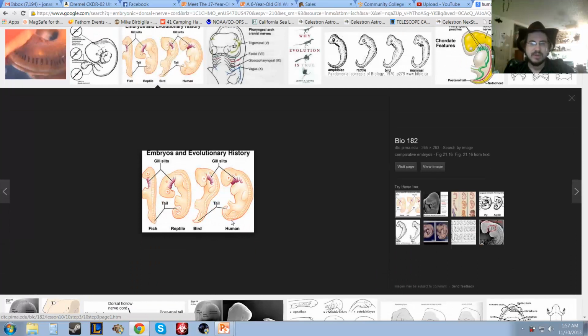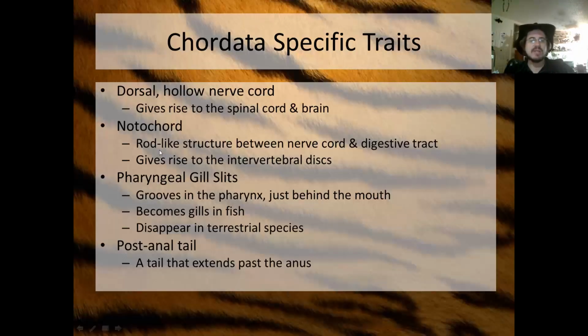Again, here's our human, and there's a limb bud right here, and there's a post-anal tail. So pharyngeal gill slits, post-anal tail, notochord that gives rise to the intervertebral discs in vertebrates, animals with bones, and then the dorsal hollow nerve cord that gives rise to the spinal cord and brain. These are the 4 qualities that are specific to chordates. All chordates have all 4 things at some point in their life cycle.